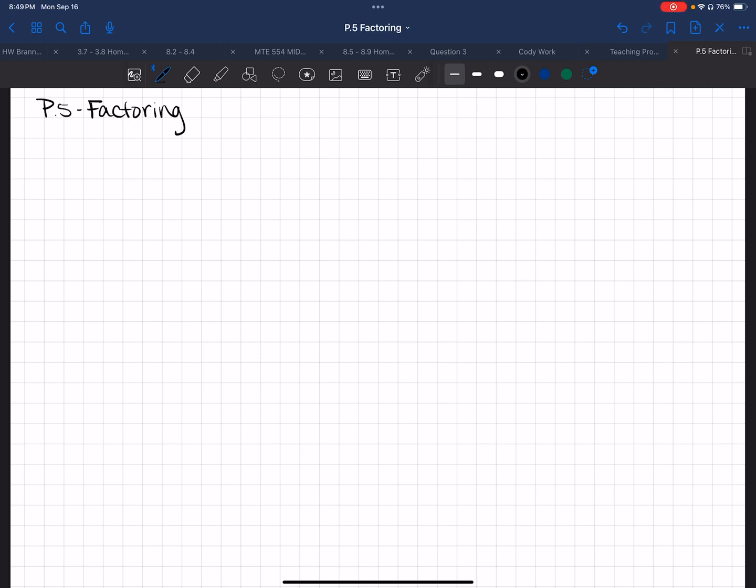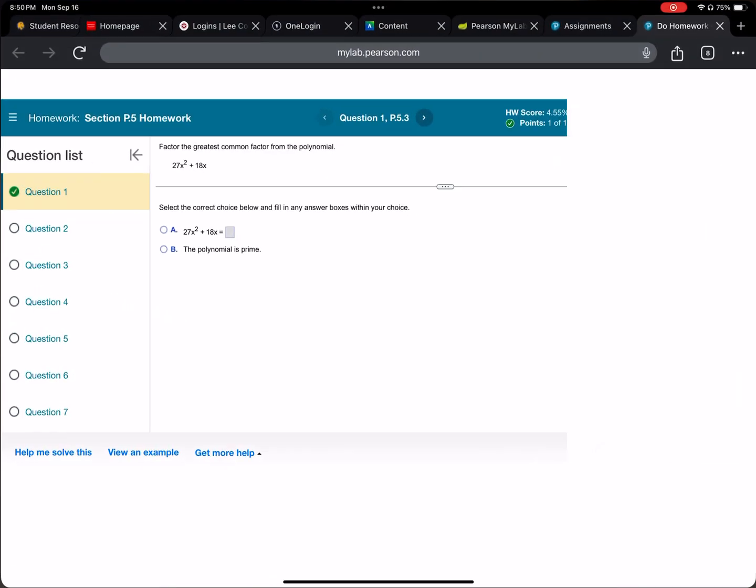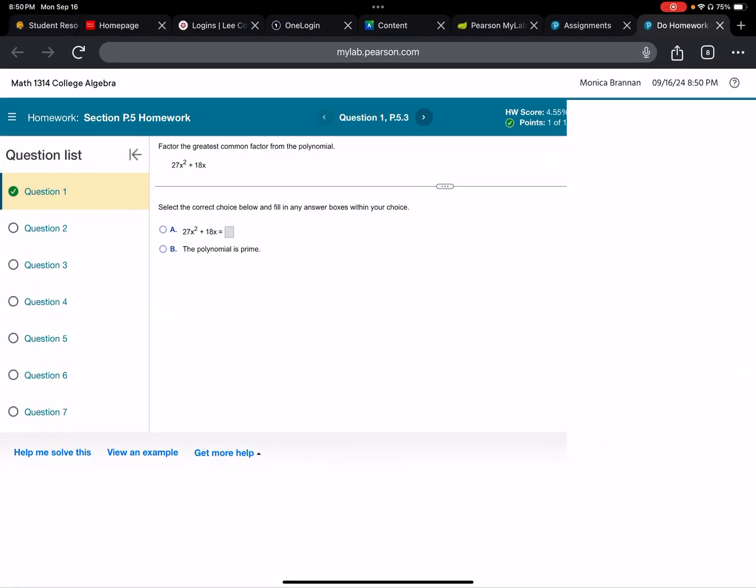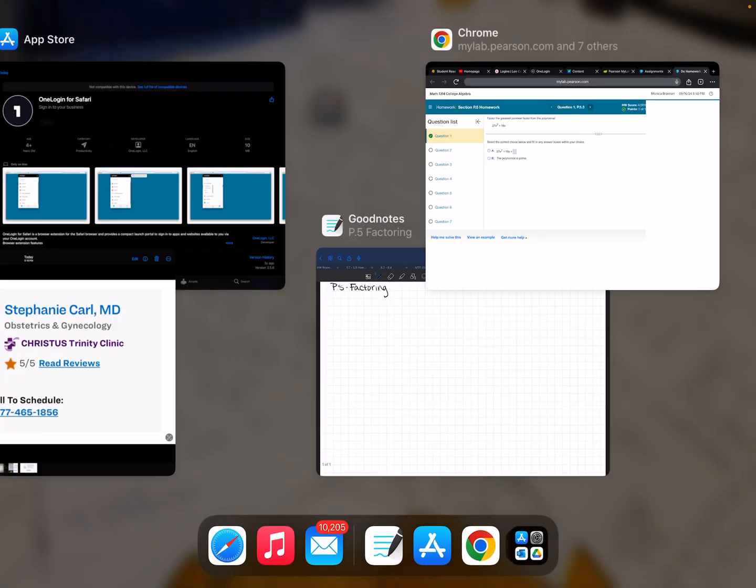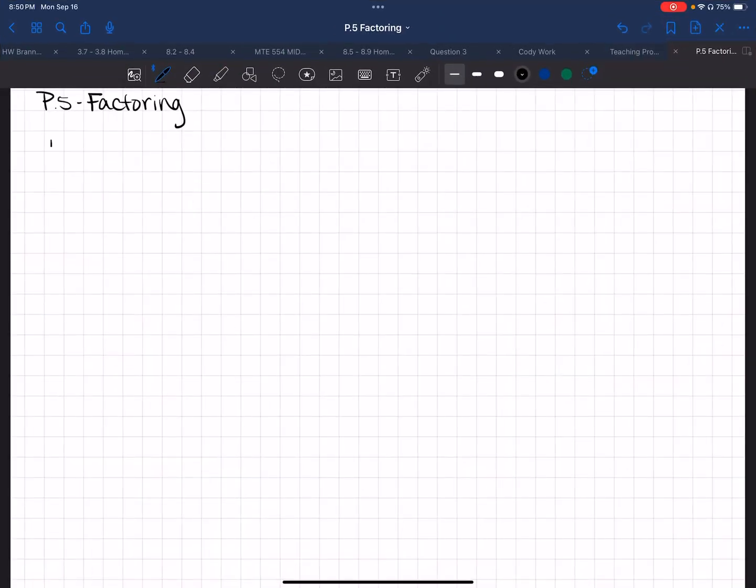We have the problem, 27x squared plus 18x, okay? So number one, 27x squared plus 18x. And it wants me to factor this using the greatest common factor method. So we ask ourselves, what is the biggest number that will divide into both 27 and 18? Well, that of course is going to be 9.